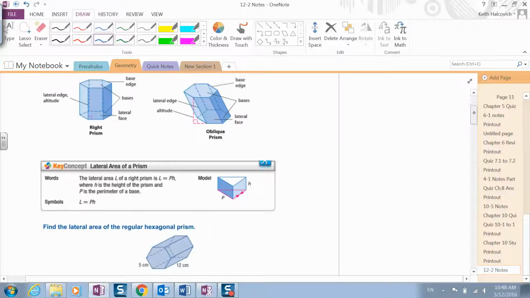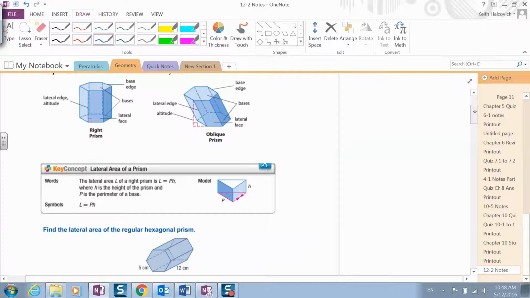To find the lateral area of a prism, this means to find the area of the faces around the prism. We will take the perimeter of the base and multiply it by the height of the prism.